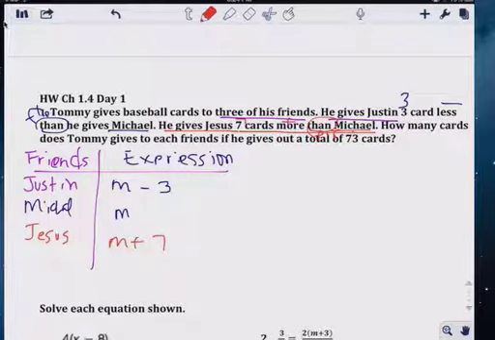Okay, so how many cards does Tommy give to each of his friends if he gives out a total of 73 cards? So that means we set it equal to 73.